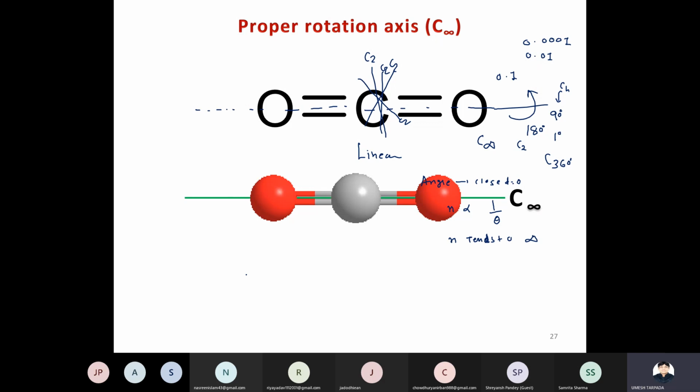It is still required to understand the improper, that is called alternate axis, so that we take later on. After understanding plane of symmetry, then we go for improper rotation axis. So this is the proper rotation axis that we have completed.